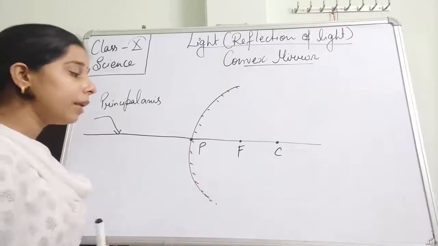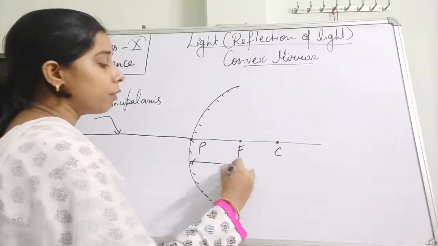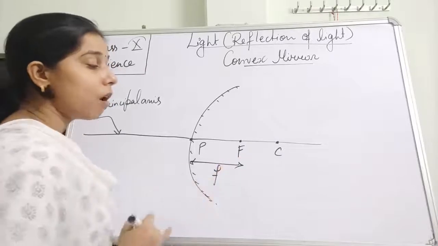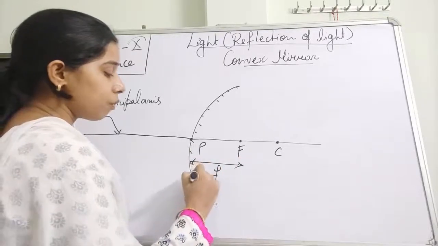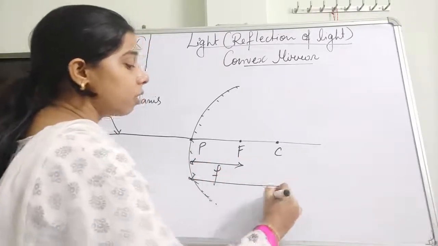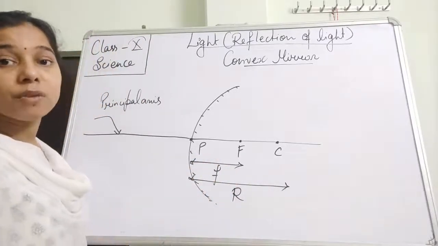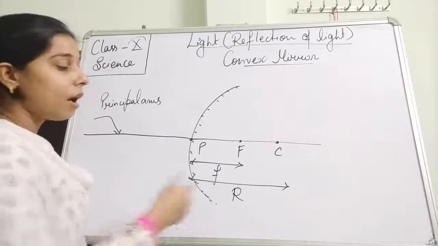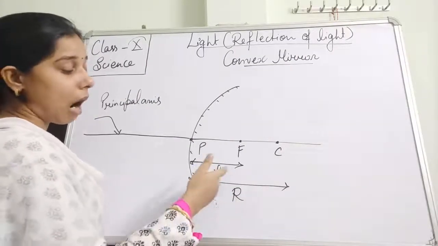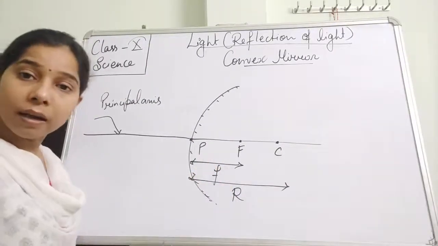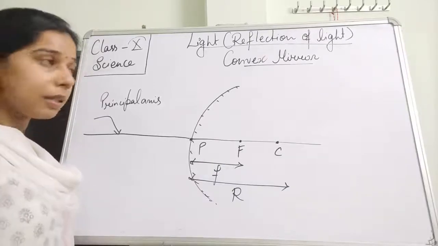Now what is the focal length here? The distance between the pole and the focus is considered the focal length, and the distance from the center of curvature to the pole is called the radius of curvature, which is represented by r, and the focal length is just half of that. So we have already seen all these things.